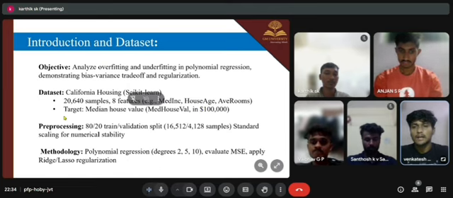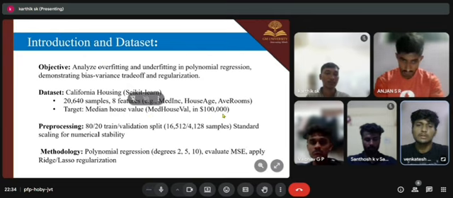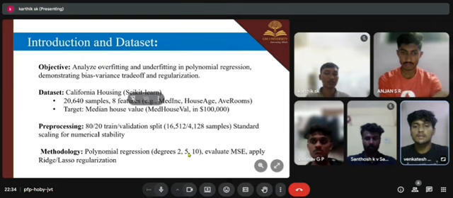and average rooms. The target is median house value, in units of 1 lakh dollars. Preprocessing is an 80/20 train-validation split, and standard scaling for numerical stability. The methodology is polynomial regression with degrees 2, 5, and 10, evaluate MSE, and apply ridge and lasso regression. The next slide is continued by SK Karthik.